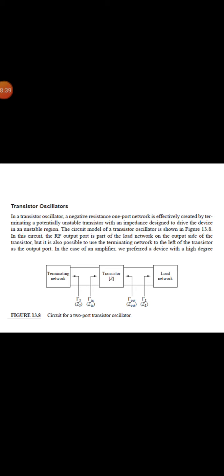In the case of an amplifier, we prefer a device with a high degree of stability, ideally an unconditionally stable device. For an oscillator, we require a device with a high degree of instability, and typically common source or common gate FET configurations are used, often with positive feedback to enhance the instability of the device. After the transistor configuration is selected, the output stability circle can be drawn in the Gamma plane, and the terminating impedance is selected to produce a large value of negative resistance at the output of the transistor.